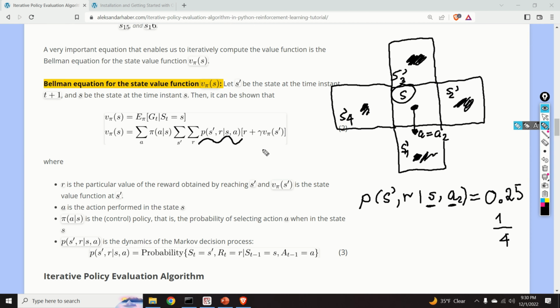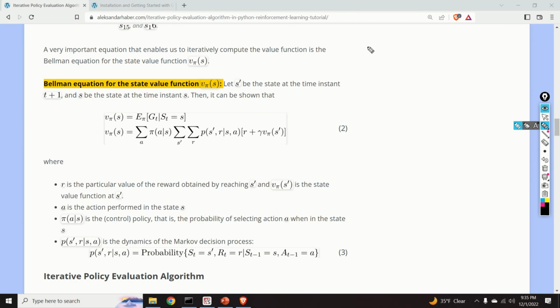Then, by reaching the particular state S prime, we obtain a certain reward denoted by R, and we have a certain value function at that destination state. And this value function is denoted by V pi of S prime. And finally, we are ready to give a summary of the Bellman equation. For that purpose, let us consider the Frozen Lake environment. This is our central field, and let us consider the 4 neighboring fields.